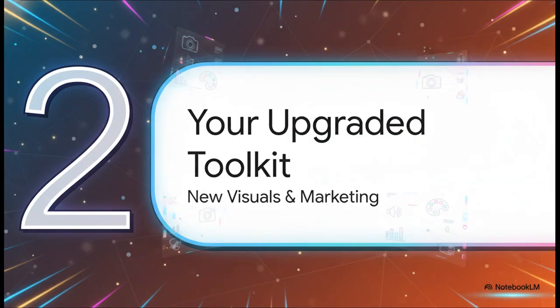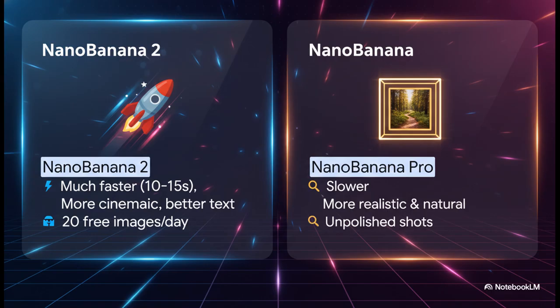Okay, next up, let's move on from that single mind-blowing video feature and look at the broader creative toolkit that Google has seriously upgraded. These are new ways for you to create incredible visuals and even entire marketing campaigns, practically from scratch. For image generation, Google just dropped a major update to its model, which they're calling Nano Banana 2. This is a huge deal, especially if you're on the free plan, because you now get 20 high-quality images a day. The key difference here is really speed and style.